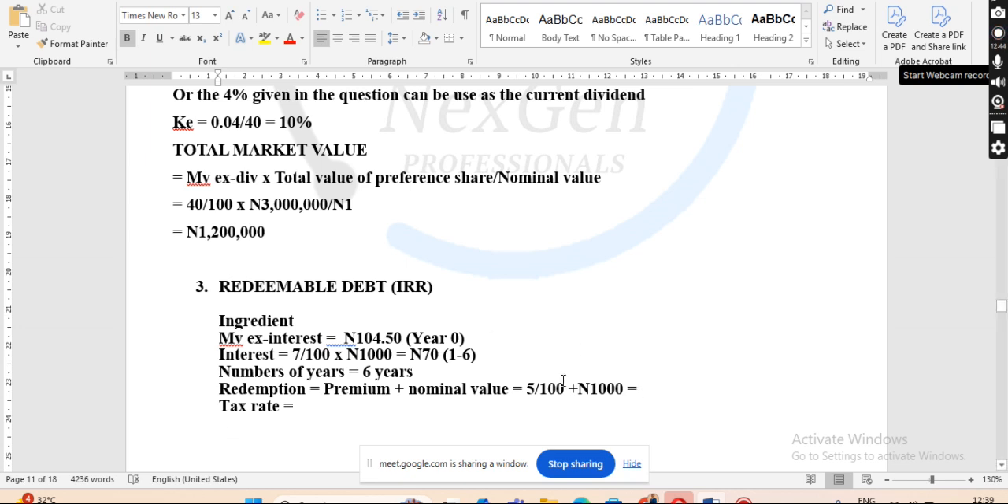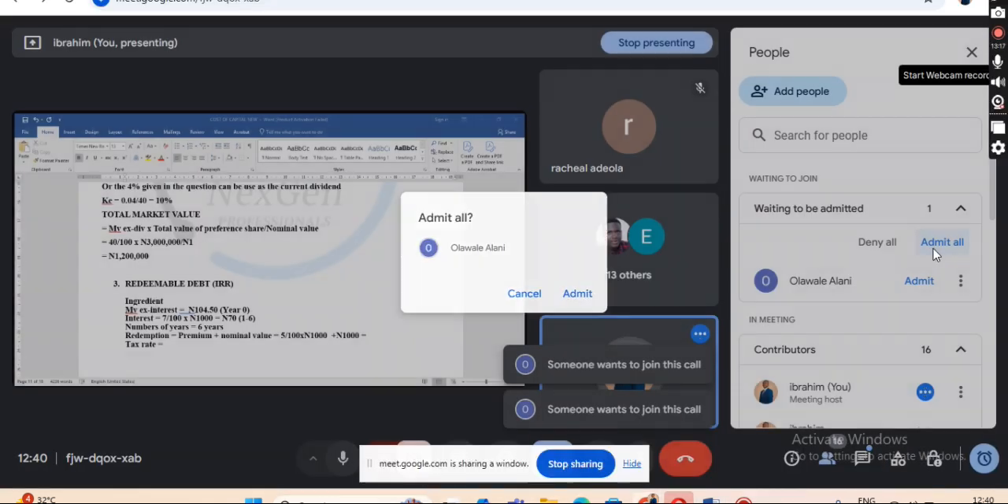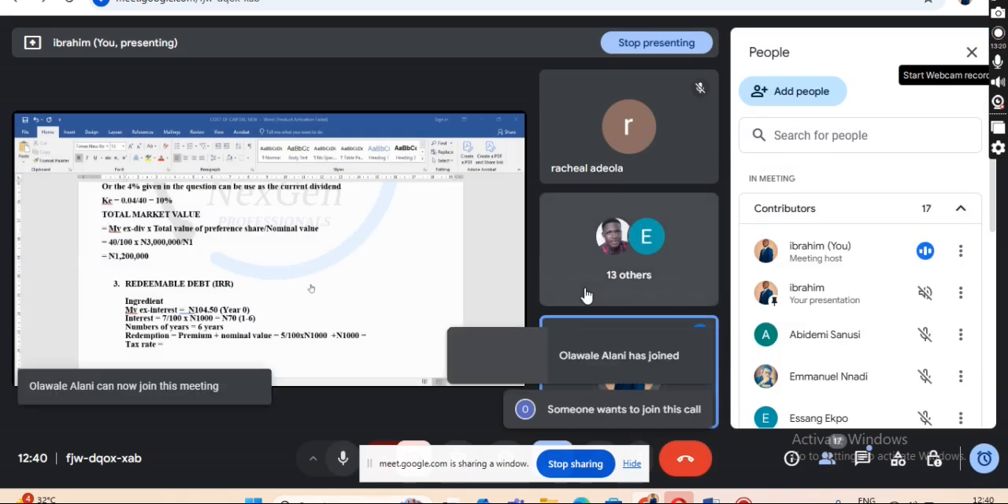Now, equals to this. Don't forget that you need to change your 5% to naira. Is that not so? So that you can add it. You need to change this 5% times the nominal value, which is 1,000 naira. Don't forget, 5 divided by 100 times the nominal value, so that you can have naira. Because if you don't do it like that, you end up having 5%.